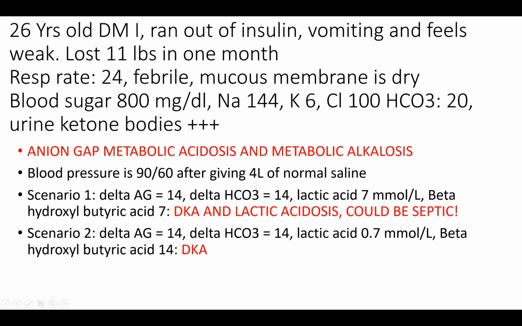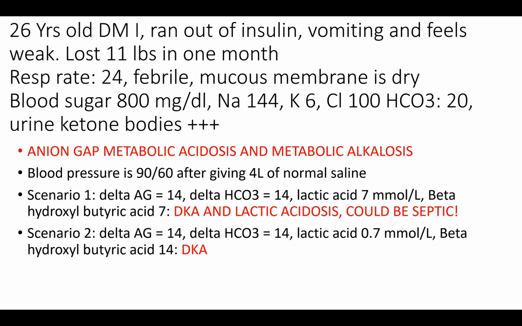In the first scenario, you can just focus on the last 4 lines. Anion gap increased by 14, so anion gap is 24. Bicarbonate dropped to 14, that is, it dropped by 10. Lactic acid level is 7, beta-hydroxybutyric acid is 7. So this patient has DKA and lactic acidosis, could be septic. That is the reason blood pressure has not come up in spite of giving that much fluid. So this patient needs pressors. On the other hand, in the second scenario, anion gap is 14, change in bicarbonate is 14. Now all the anion gap is contributed by beta-hydroxybutyric acid of 14. So this is pure DKA. This patient just needs more insulin and maybe more fluids.